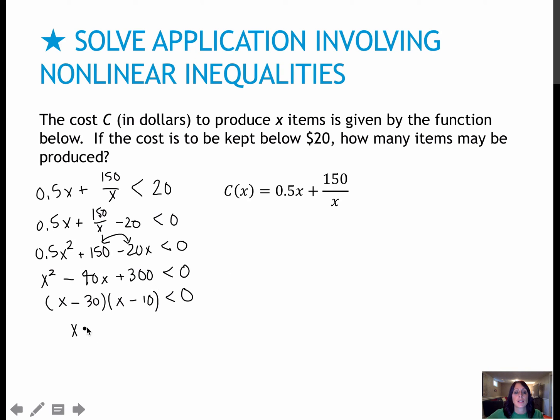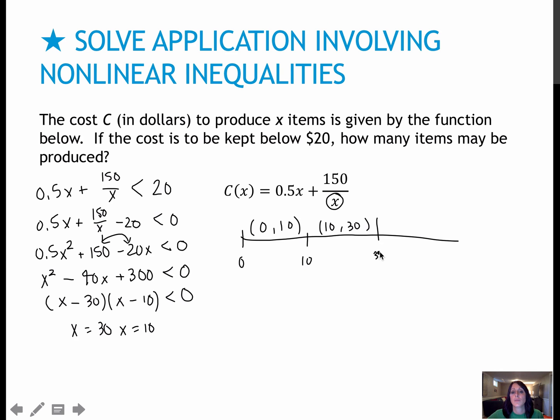My boundary points are therefore 30 and 10. Again, we're dealing with a real life situation, so instead of going to negative infinity, we're starting at 0. We're going from 0 to 10. We're going from 10, and of course 0 cannot be included because that would give me a 0 as a denominator. I'm going from 10 to 30, and I'm going from 30 to infinity. And I'm looking for values that would be less than 0. So I'm looking for the negative. Negative is less than 0. So now I'm going to use 5, 20, and 40.